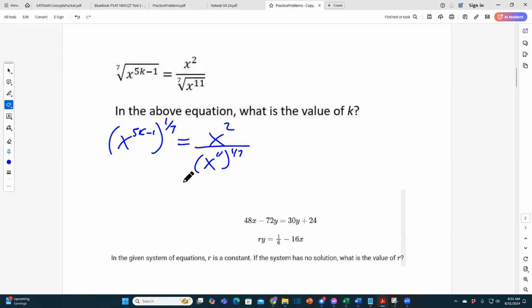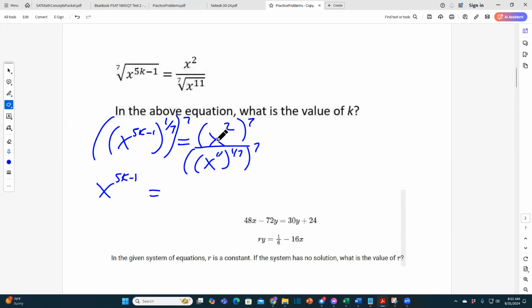All right, I'm going to get rid of the 1/7 power, so I'm going to take both sides to the 7th power. Remember, multiply exponents together, 1/7 times 7 is just 1. So you just get x to the 5k minus 1.